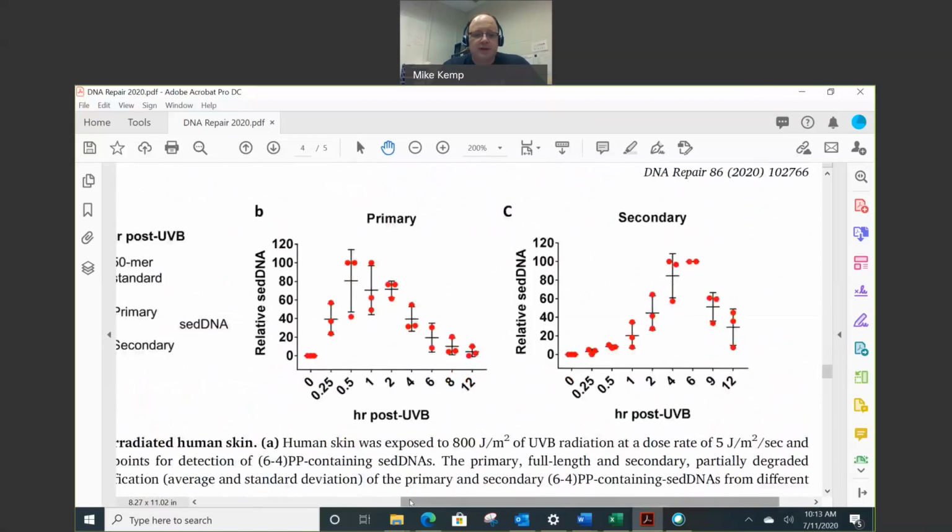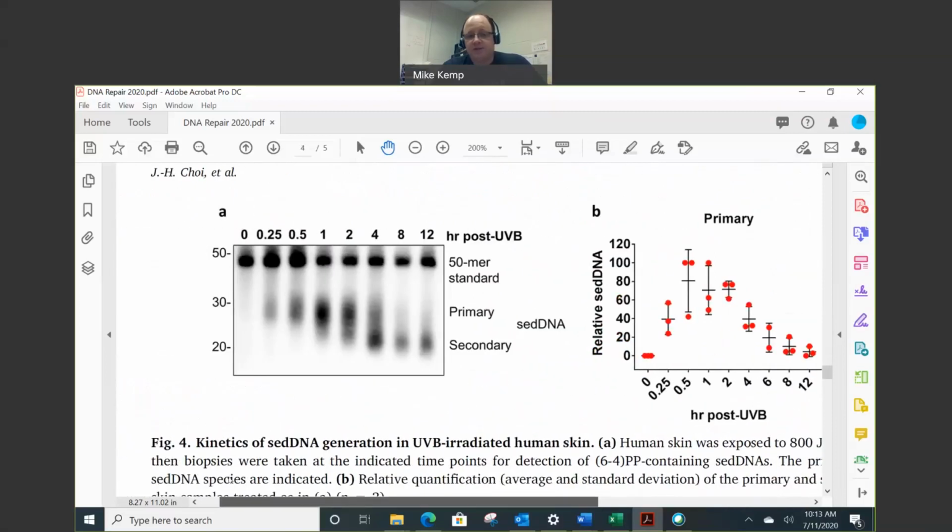And we next wanted to look at the kinetics of this response. So what we did was to expose skin to 800 joules per square meter UVB, then harvest cells at different time points from 15 minutes all the way to 12 hours. These sorts of experiments have been done in cell culture, and they show very similar patterns. The degradation of the oligos, that we'll talk about in a minute, may be a little bit slower than we see in cell culture.